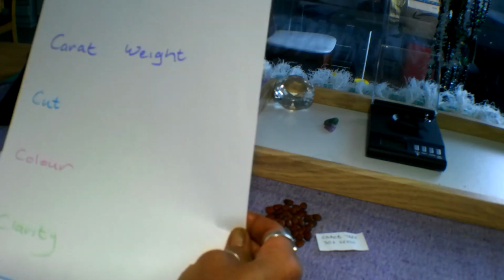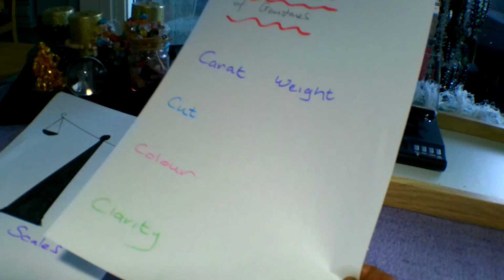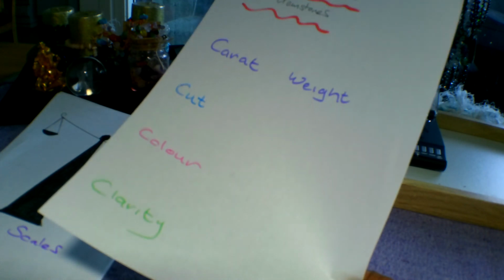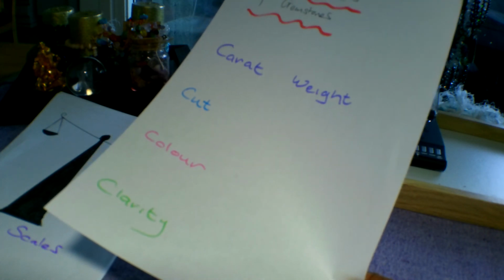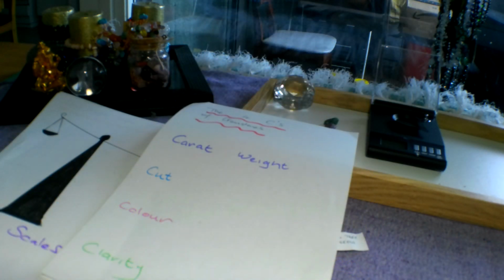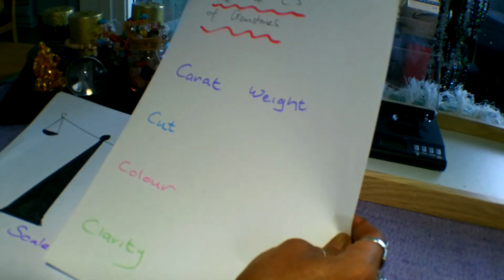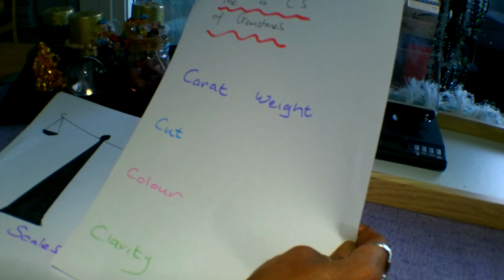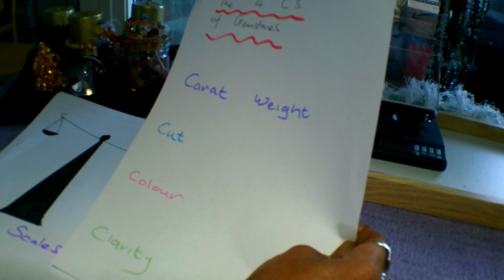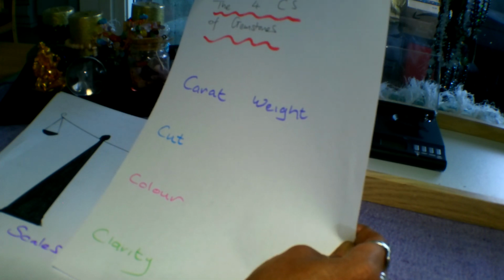So what are the 4 C's? The 4 C's are, and I've got a little diagram here, carat weight, cut, color, and clarity. And in this video, I am going to start off talking about carat weight. This is very important because it is a key factor in evaluating the price of a gemstone.